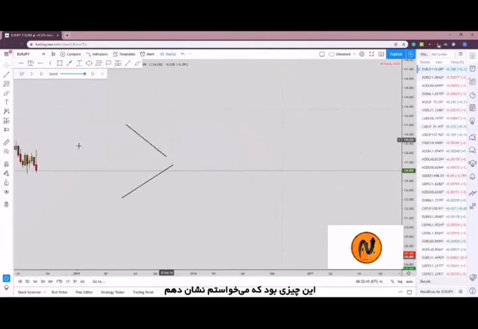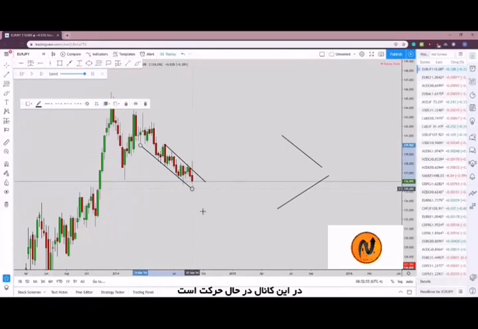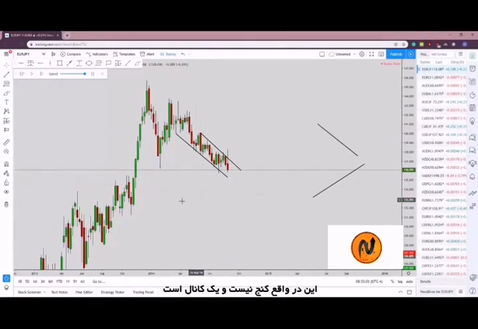This is all I really wanted to show. Not really a clear one, but anyway, the market is kind of moving in this parallel channel, but almost not really a wedge. This is kind of a channel, not really a wedge.